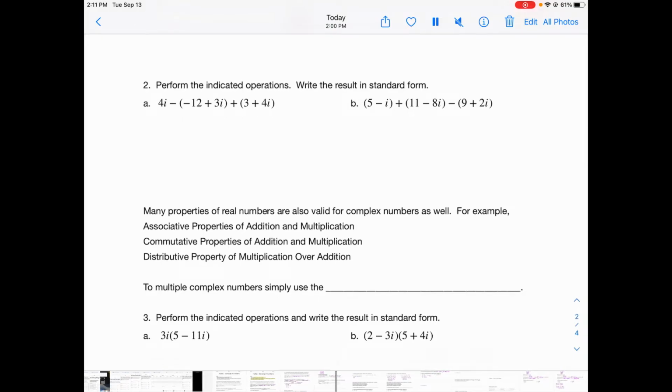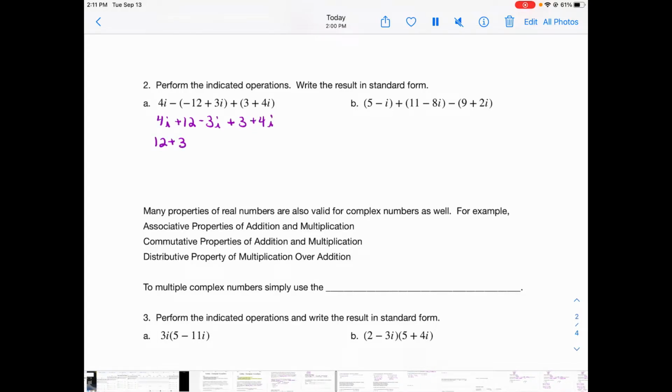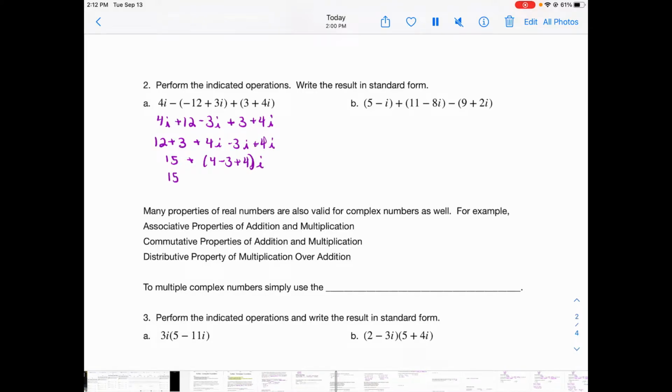So for this example, I'm going to do it by distributing and combining like terms. I'm going to start by distributing the negative to the first complex number in parentheses. That gives me 12 minus 3i, and then plus 3 plus 4i. Now I'm going to combine like terms. The 12 and the 3 are my real numbers, so I combine those, and then combine my imaginary numbers. I got negative 3i plus 4i, and that simplifies to just 5i. So my answer to this problem is 15 plus 5i.